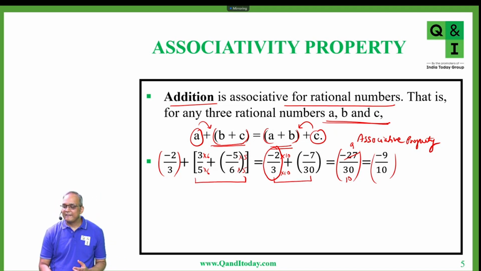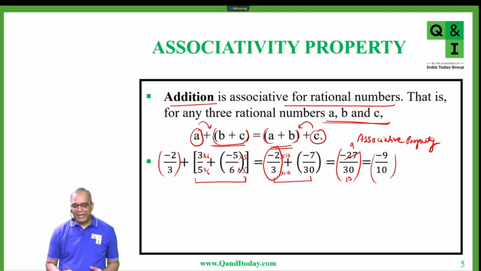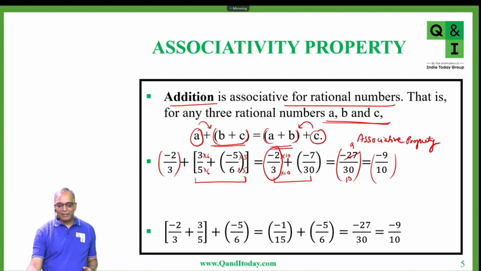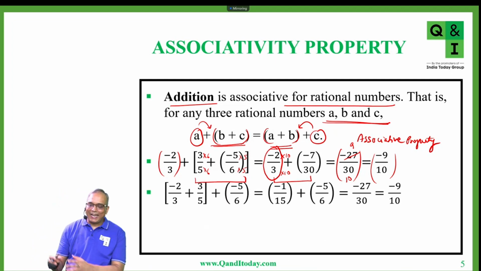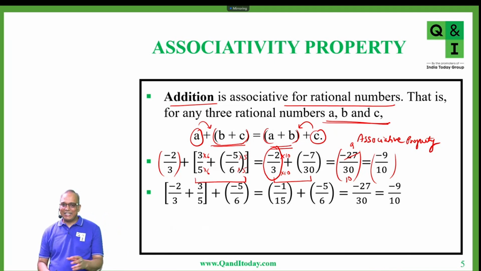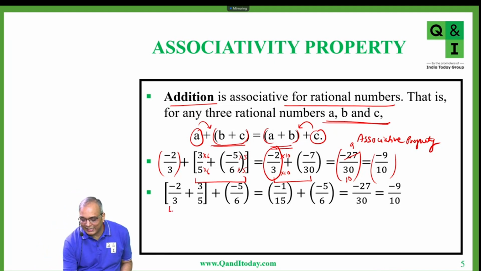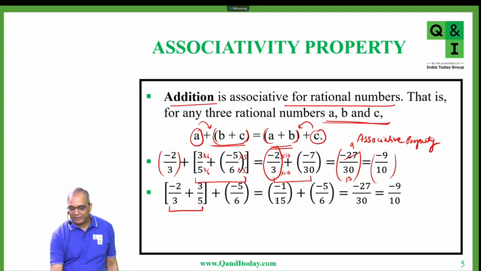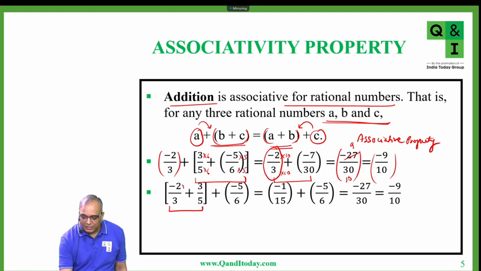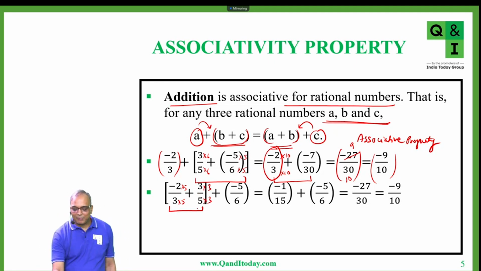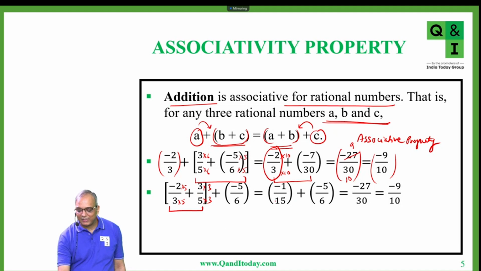Is it clear? Now, let's see if we take a pair of minus 2 by 3 and 3 by 5 first, and then add minus 5 by 6. Let's see if the result changes. So when you add minus 2 by 3 and 3 by 5, you take LCM of 3 and 5, it is 15. So you multiply 5 in both numerator and denominator. Here you multiply 3. So you will get minus 10 plus 9 is minus 1 over 15. And then you have minus 5 by 6.